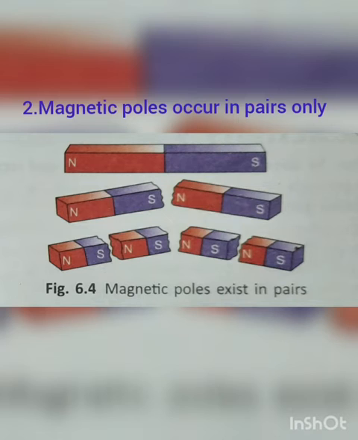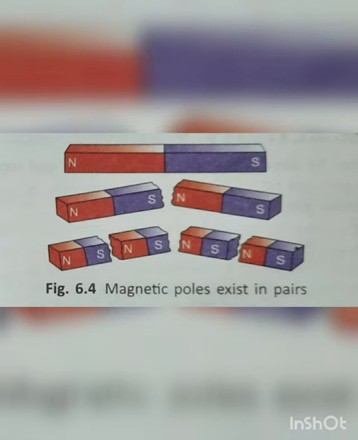In other words, a single magnetic pole, either north or south, is not possible. Each and every small piece of a magnet has both north and south poles. Are we clear? Magnetic poles occur in pairs only.